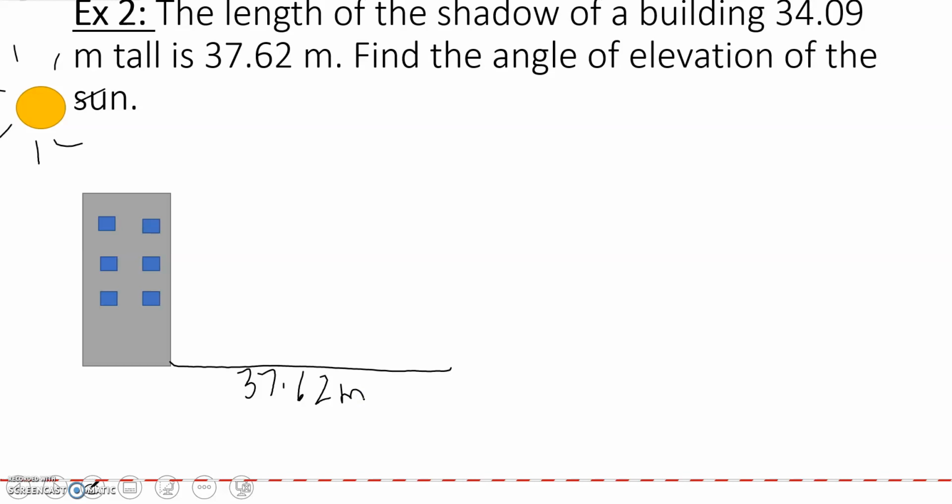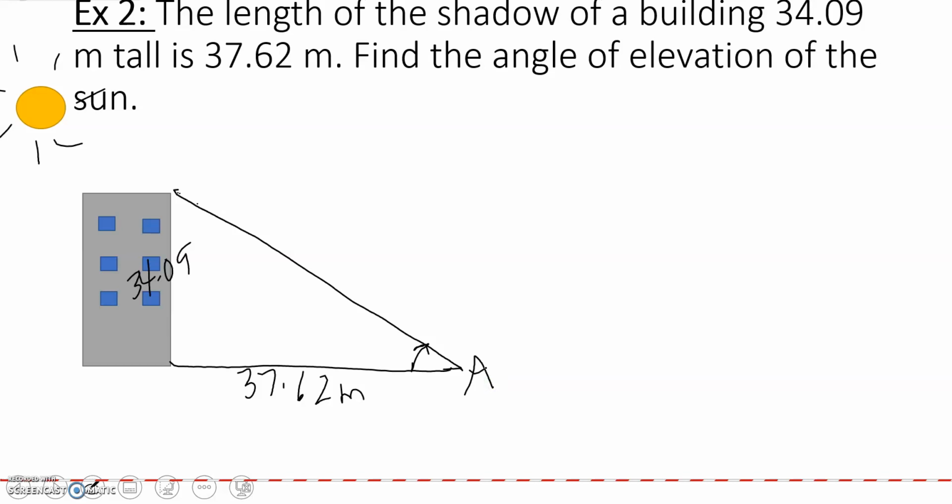So what we're doing is establishing our picture. The sun shines and creates a right triangle, basically, with the angle of elevation, the length of the shadow, and the height of the building. The height of the building is 34.09, so we know this side is 34.09. That angle of elevation would be here. It's the angle that's going up, and that is what we're looking for. We'll call this angle A, so we're looking for the measure of angle A, the angle of elevation.